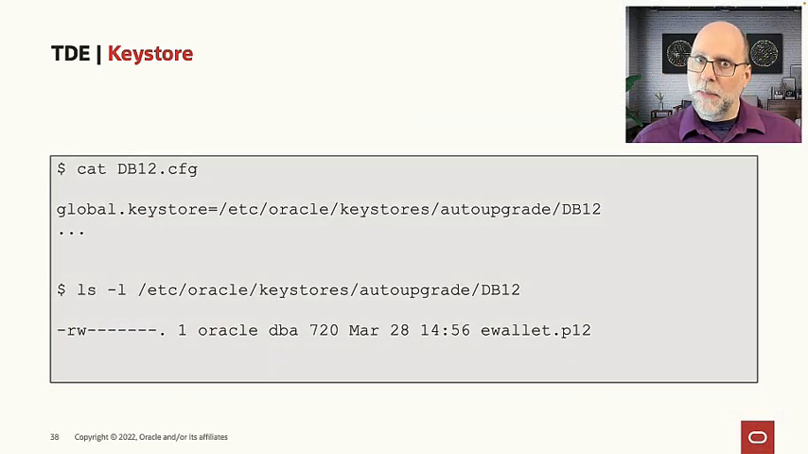So that parameter I mentioned, global.keystore, it's simply a location on disk where that file is located. Here you see an example of it being located in the operating system, and the permissions on that file are pretty restrictive. It's a 600 protection mask, so only system gets access to it, not group, not owner.